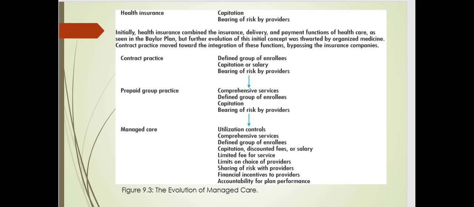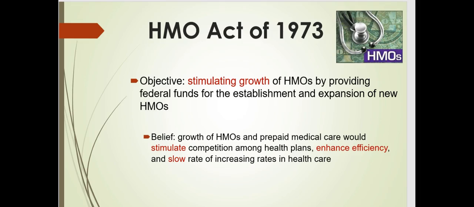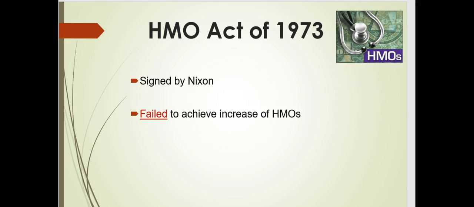All right, so now I'm going to jump to slide number 15 and just briefly talk about the HMO Act of 1973. Now, the objective was stimulating growth of HMOs by providing federal funds for the establishment and expansion of new HMOs. Now, the belief was the growth of HMOs and prepaid medical care would stimulate competition among health plans, enhance efficiency, and slow the rate of increasing costs in health care. It was signed by Nixon and failed to increase HMOs.